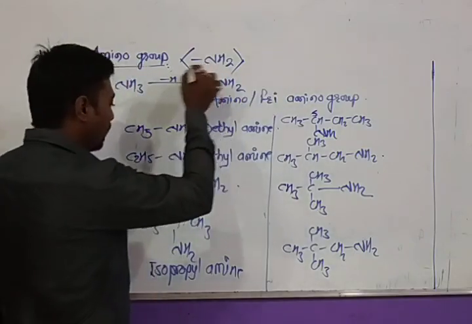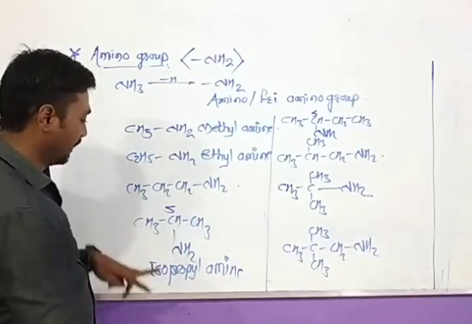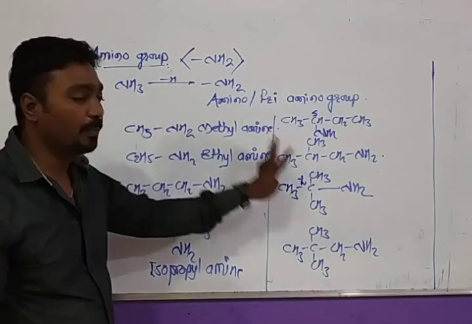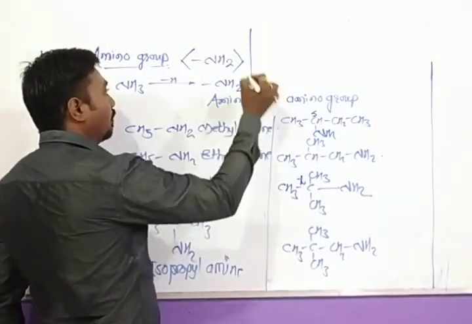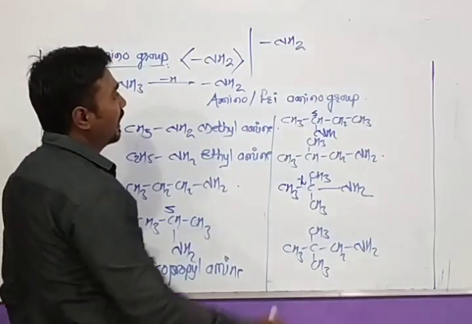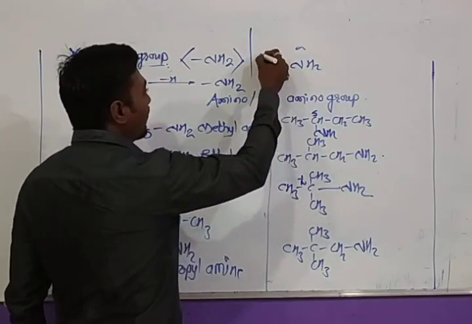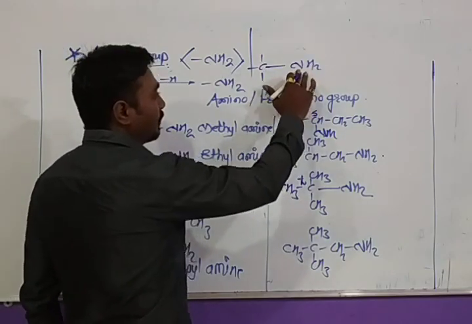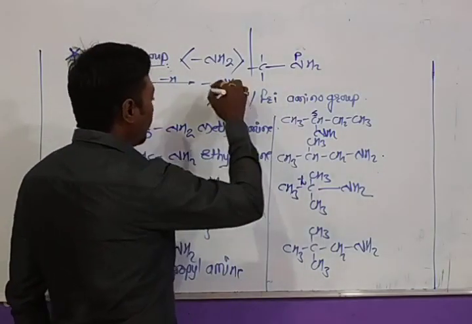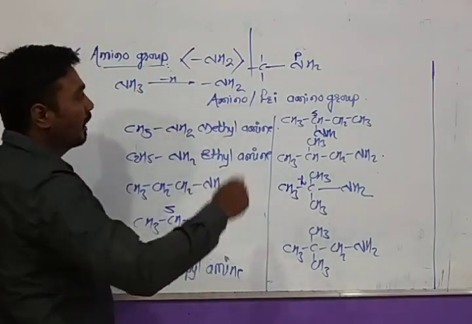Why are all these amines called primary? Whatever may be the nature of the alkyl group, this alkyl group is secondary, this one is tertiary, this one is secondary, but all are primary amines. Unlike other compounds, only amines are distinguished as primary, secondary and tertiary on the basis of the nitrogen atom. If this nitrogen atom is attached to one carbon atom, it is a primary nitrogen, and all these amines are primary amines.